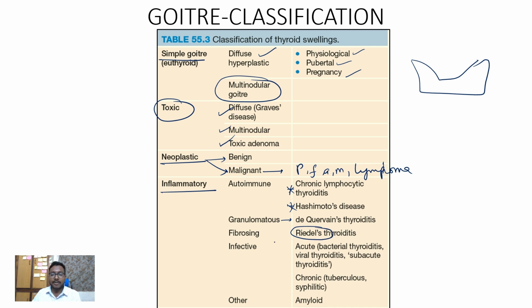We will discuss thyroiditis in a separate slide in the subsequent slides. Next is infective. In the setting of an acute infection, you can have acute bacterial thyroiditis or subacute viral thyroiditis. Then in chronic, you can have tuberculosis and syphilitic very rarely. The other one is amyloid. Very rarely you can get amyloid in the thyroid. So these are the examples of different types of pathologies in case of thyroid swelling.